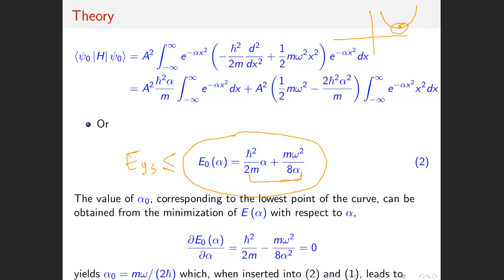And to do that, which is the next step, you differentiate with respect to your parameter. If you differentiate, this just gives you that there. This gives you an alpha squared. Then you solve for alpha, so you get that alpha 0 is m omega over 2 h bar. Then you take this value for alpha, alpha 0, and plug it back into E0.